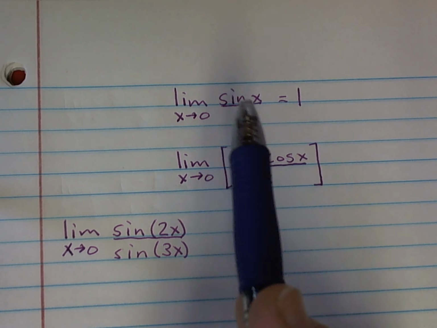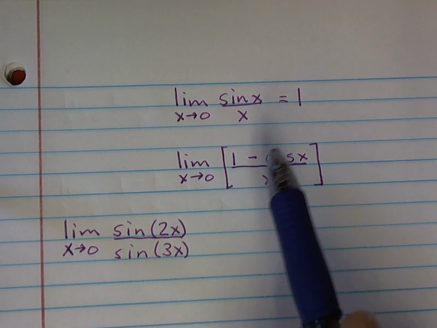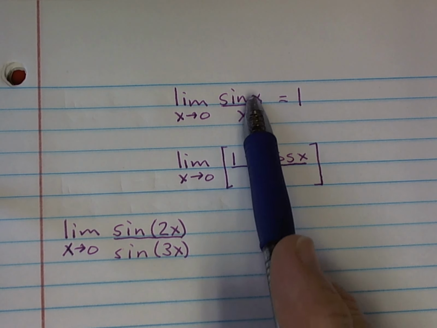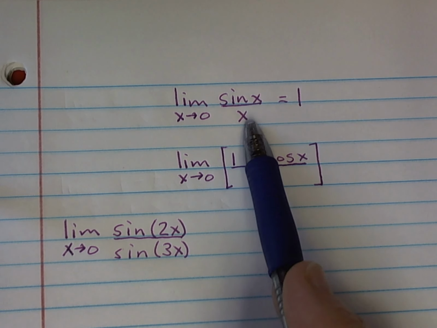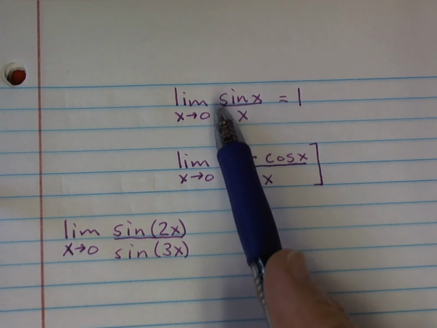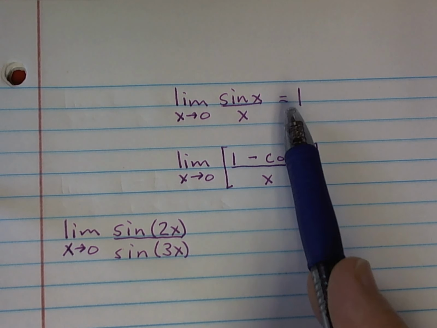So we were studying these celebrity limits. The limit as x goes to 0 of sine x over x equals 1. Now you realize this would be the same if you had the limit as x goes to 0 of x over sine x. That would equal 1 as well. So this ratio right here as x goes to 0 is 1.